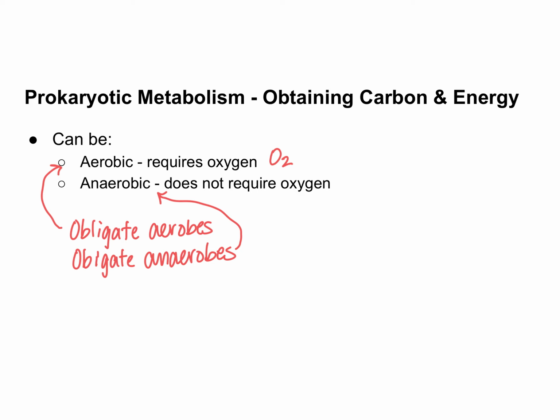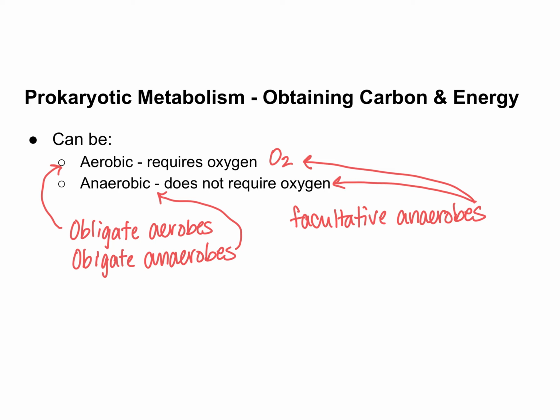And then lastly, there are facultative anaerobes, which can do either process. If oxygen is present, they can obtain their carbon and energy aerobically. But if oxygen is not present, they can use anaerobic processes in order to get carbon and energy.